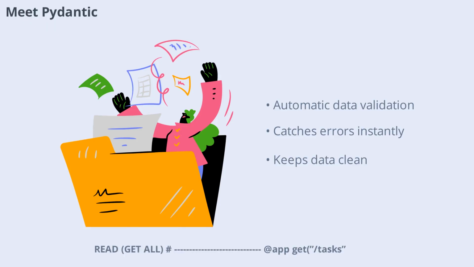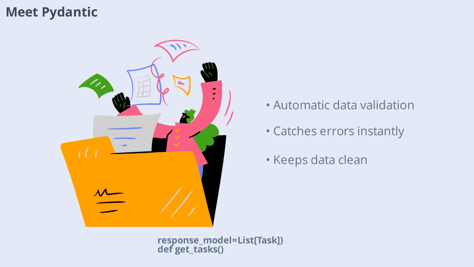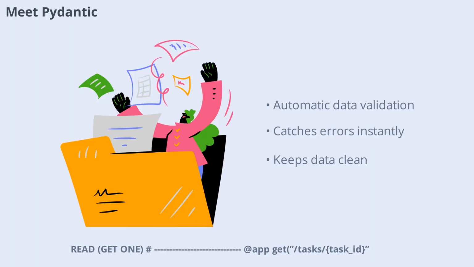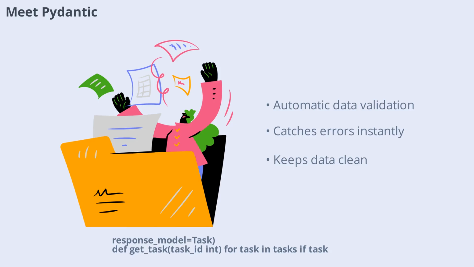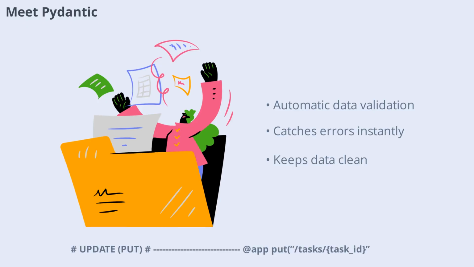# Read (GET all). @app.get("/tasks", response_model=List[Task]). def get_tasks(): return tasks. # Read (GET one). @app.get("/tasks/{task_id}", response_model=Task). def get_task(task_id: int): for task in tasks: if task.id == task_id: return task. raise HTTPException(status_code=404, detail="Task not found").